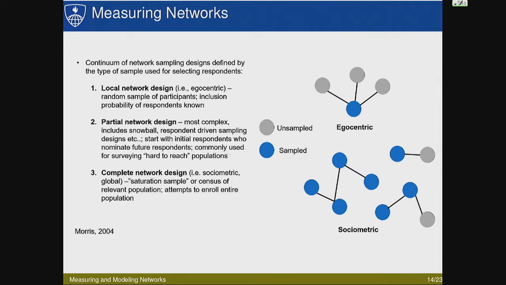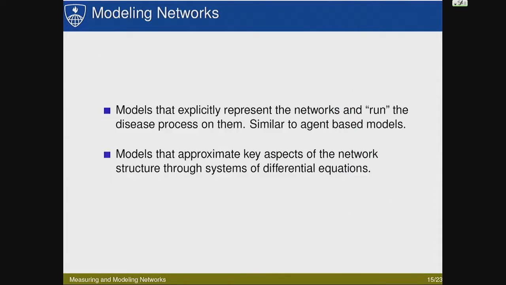So I'm running a little over, but I'm going to quickly say one thing about modeling networks and then go through an example. So there are 2 approaches. One, and this is what we usually think of, we explicitly represent the network, we generate a network with particular characteristics, and then we actually run the disease process on the network. It's almost like an agent-based model or an individual-based model. And so that's one extreme.